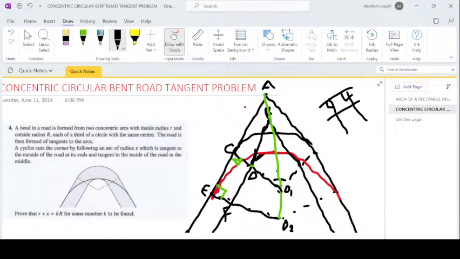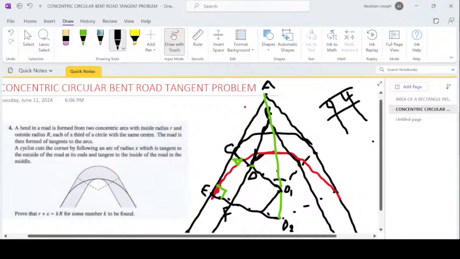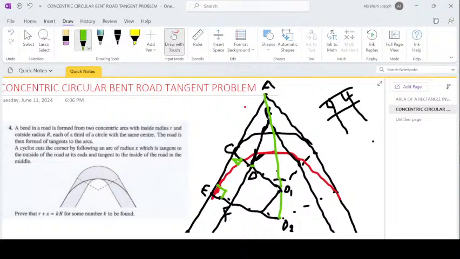Okay. Let's draw another line that is parallel to these two lines, but at 90 degrees to EF, such that this angle here is 90 degrees. So let's call this point M.